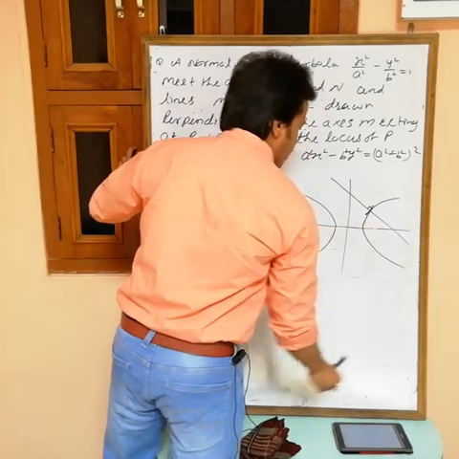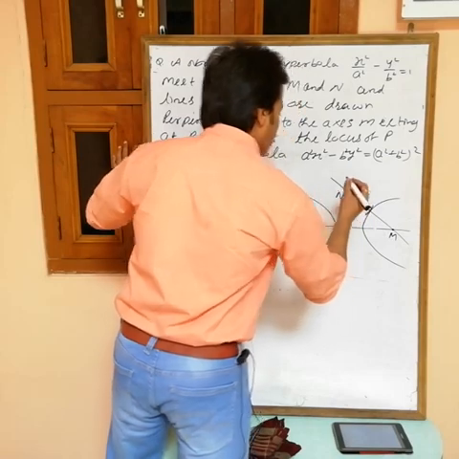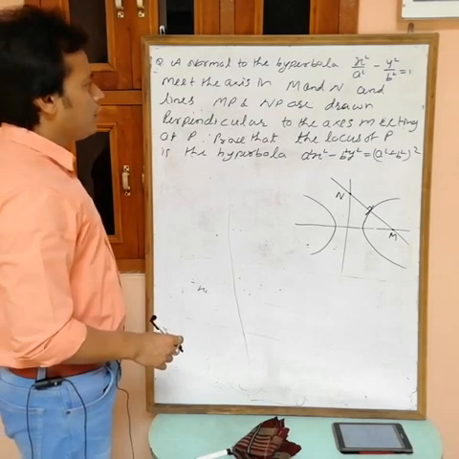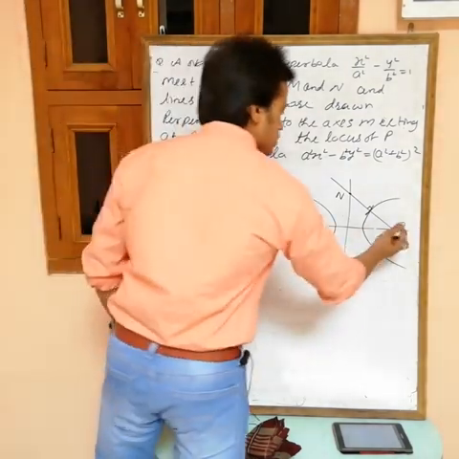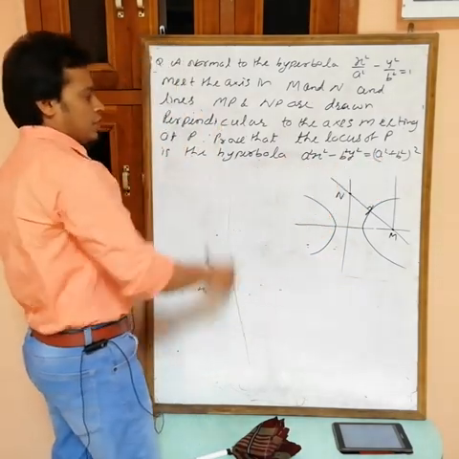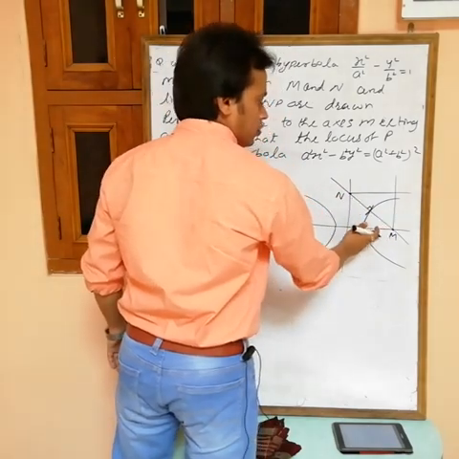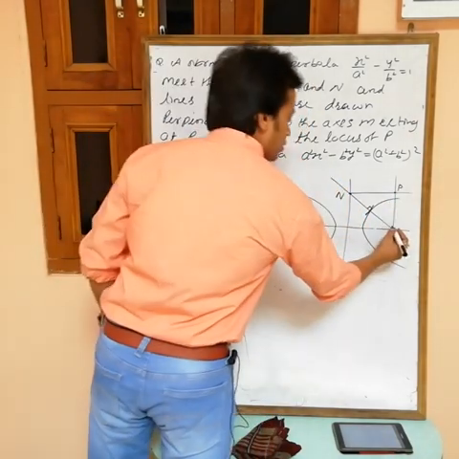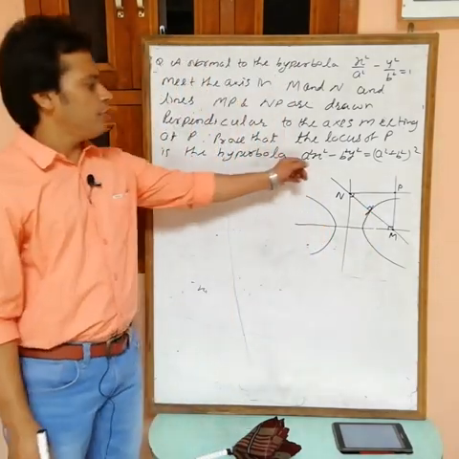A normal is drawn at any point, meeting the axes at M and N. After that, lines MP and NP are drawn perpendicular to the axes. MP is perpendicular to the axis, this is MP, and NP is also perpendicular. This is perpendicular to the y axis, this one is perpendicular to the x axis. So P must be the point of intersection. Now we have to prove that the locus of point P is this one.